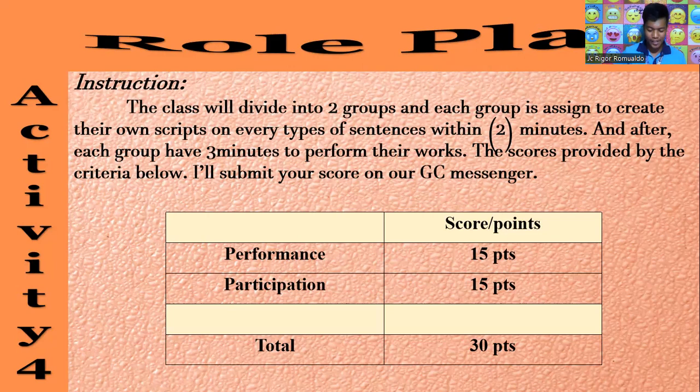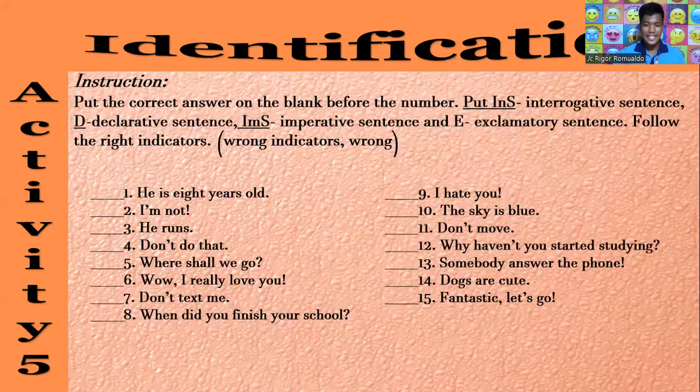Okay, let's proceed to another activity. This is identification. Since all of you are now knowledgeable about the 4 types of sentences, this activity is called identification. This is activity number 5, class. What you're going to do is put the correct answer on the blank before the number. This is pen and paper, so before that, may all of you prepare pen and paper.